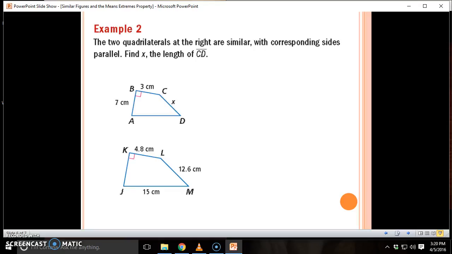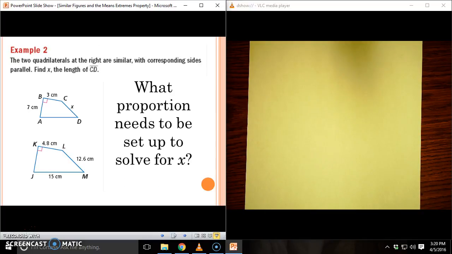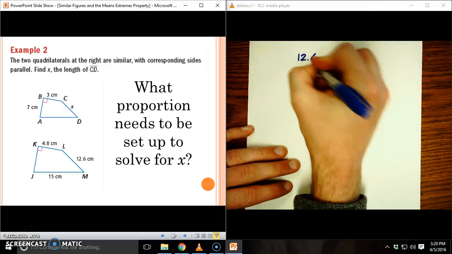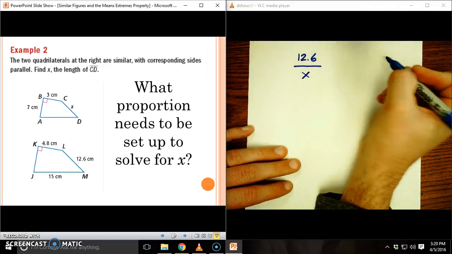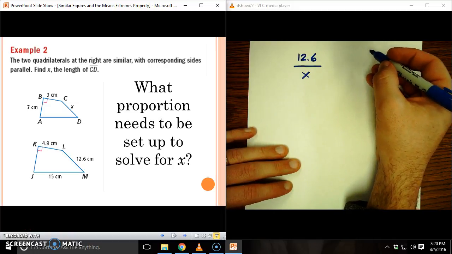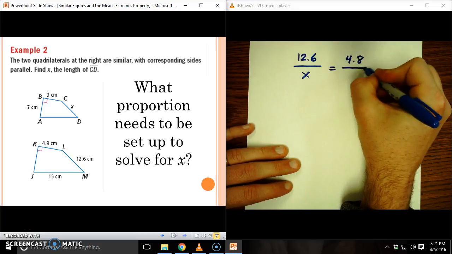Let's try this one. Two quadrilaterals are similar, corresponding sides are parallel. I want to find CD. Well, I do have a corresponding side on the bottom quadrilateral, and that's 12.6. So 12.6 is to x, and now I have to stick with the bottom quadrilateral as 4.8 is to 3.